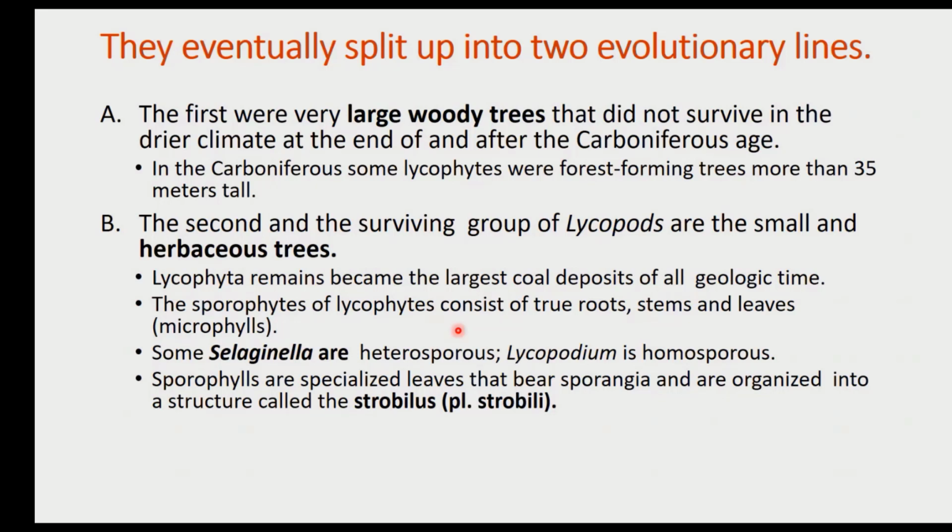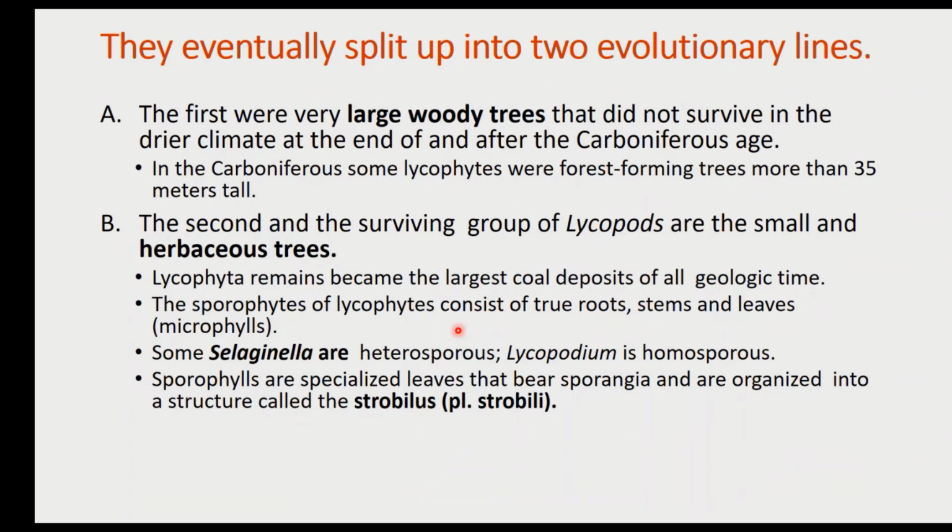In the Carboniferous, some lycophytes were forest-forming trees more than 85 meters tall. And in the other evolutionary line, the second one, the surviving groups of the lycopods are the small herbaceous plants, where the lycophyte remains became the largest coal deposit of all geologic time. And the sporophytes of the lycophytes consist of true roots, because remember, these are vascular plants, with true roots, stems, and leaves, which are categorized as microphylls.